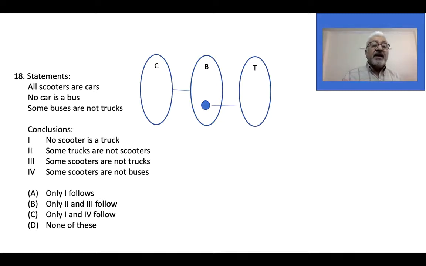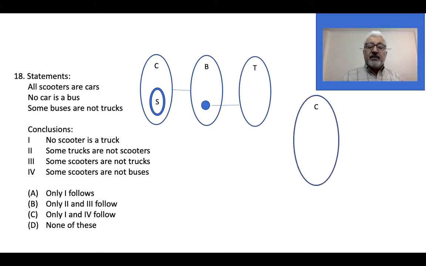Okay. And all scooters are inside cars. So I show the scooters also inside cars. Now it says no scooter is a truck. The truck is supposed to be away from one part of buses. Has it confirmed that there's no relation between trucks and scooters? Okay. Can we make it in some other way?